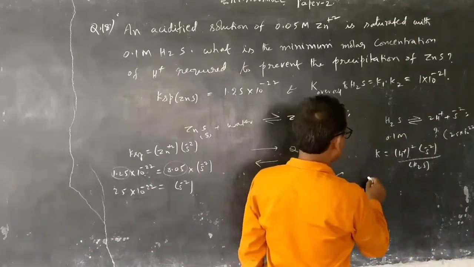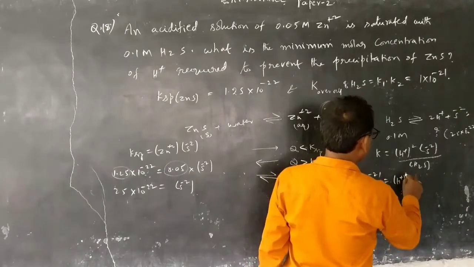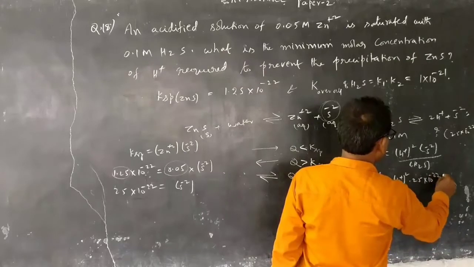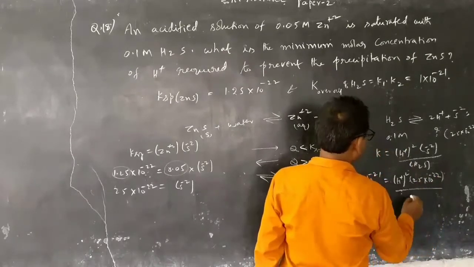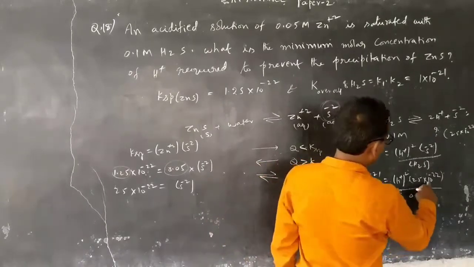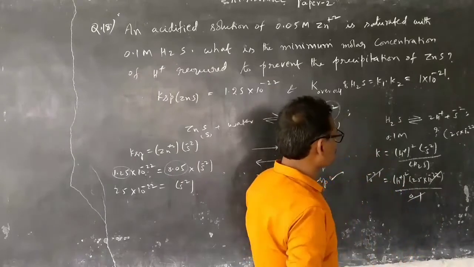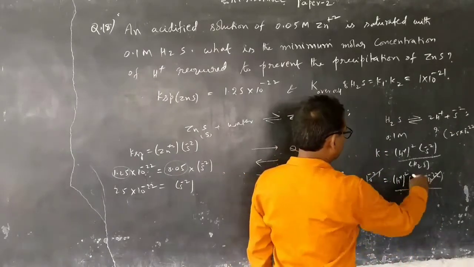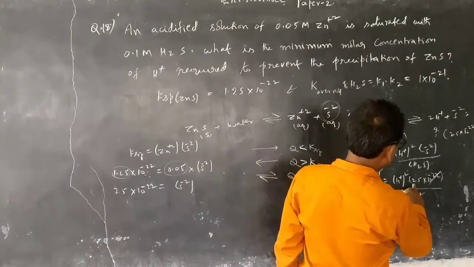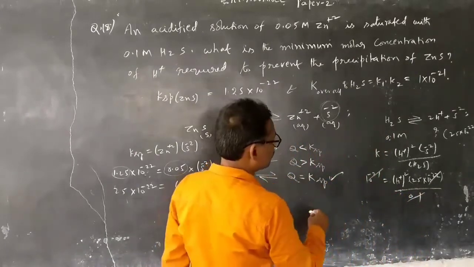On substitution you will get 10 power minus 21 equals H plus concentration squared, where S minus 2 is 25 into 10 power minus 22. H2S we can take as 0.1, so it is nothing but 10 power minus 1. That means you will get cancellation of all these numbers. 10 power minus 21 on one side, 10 power minus 21 on the other. That means, from the result, you will get what the H plus concentration is.